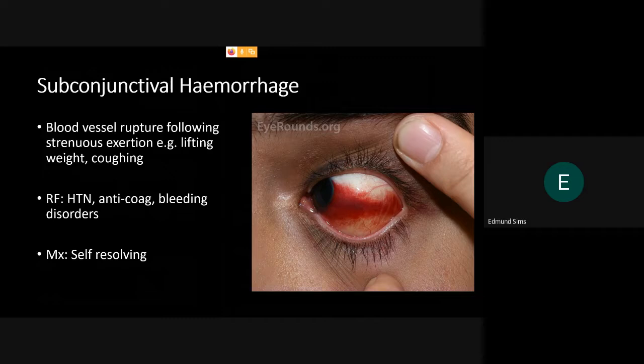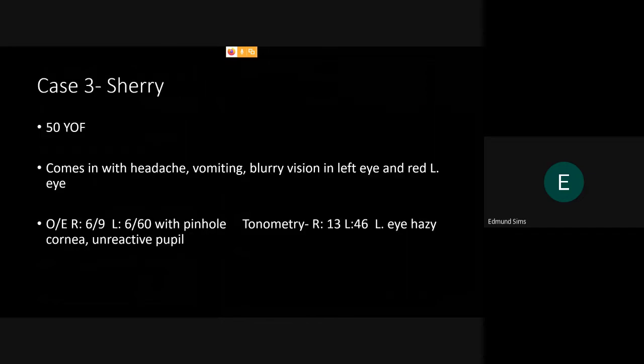But also think about, there are certain conditions that will increase your likelihood of getting it. So hypertension, if they've got a bleeding disorder or anticoagulation, then they're more likely to get subconjunctival hemorrhage. So if they're, say, on warfarin, it might be worth checking their INR. If they come in presenting with a subconjunctival hemorrhage, just check that it's not off. Self-resolving, you just leave it, gets better. Happy days.